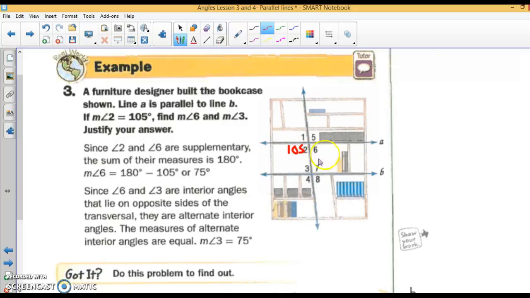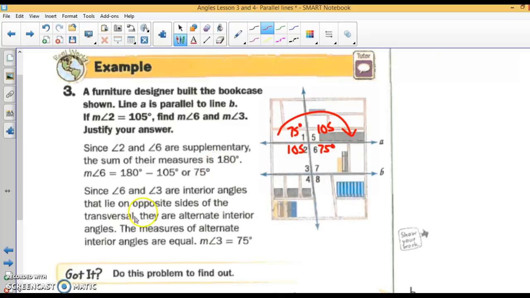So let's find all the angles in this top column. If angle 2 is 105, angle 1 is also 105 because they are vertical. These two angles are a linear pair, so they have to be supplementary. If this angle is 105, supplementary means you add up to 180. This angle will be 75. This is also 75 because these are vertical angles.